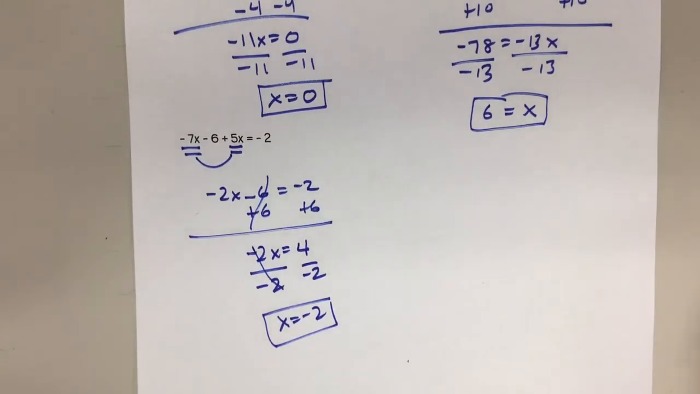So really the new thing today is your first step is going to be to combine like terms. Then the problem becomes a two-step equation problem like we learned before, and you just follow our two-step rules.